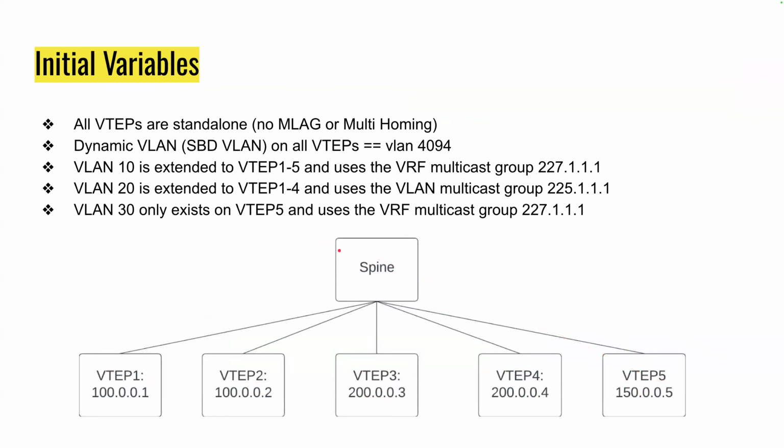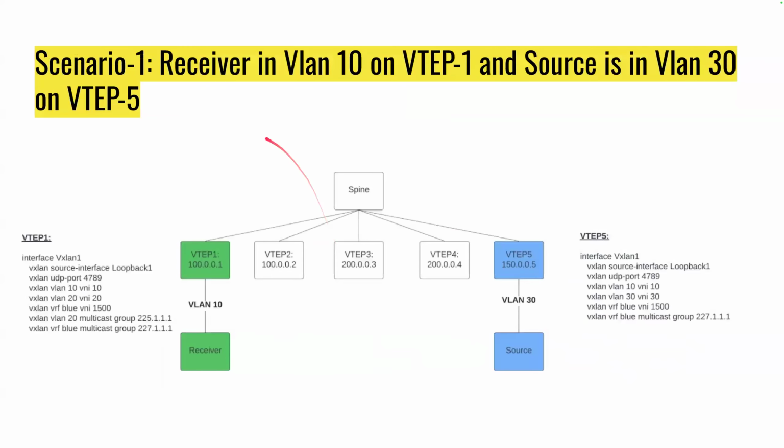Let's come to a more specific flow that we will be tracing. This would be a scenario where the receiver is in VLAN 10 on VTEP 1, and the source is in VLAN 30 on VTEP 5.